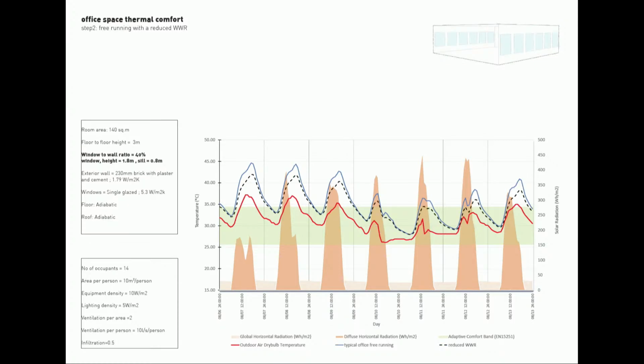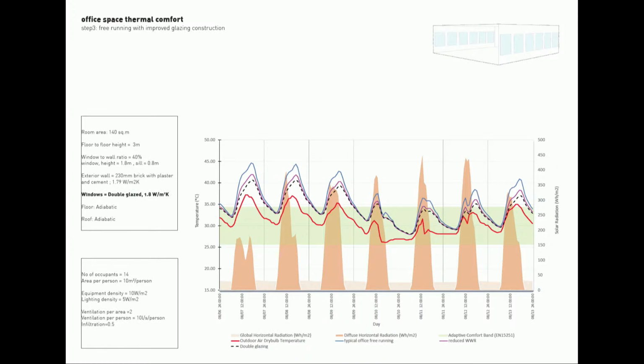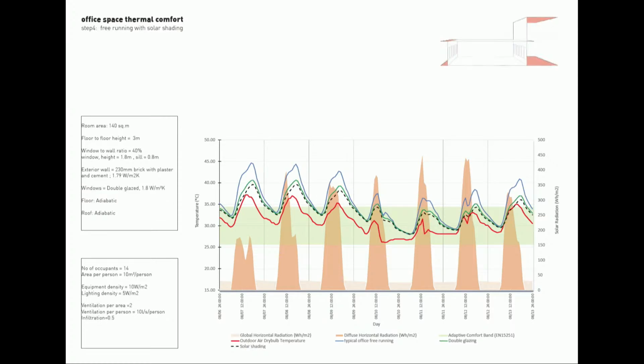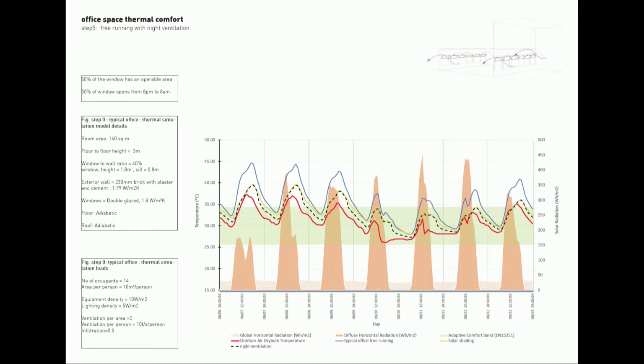Then we reduced the window-to-wall ratio to 40%. This resulted in a 2-degree drop in dry bulb temperature. After that, we made the windows double glazed, which further reduced the temperatures by 1 degree. Then we accounted for solar shading on both the north and the south facades, which also decreased the temperature further. And then we added night ventilation, which is not available in glass box buildings. As you can see, the temperature is now mostly in the comfort band for most of this period.